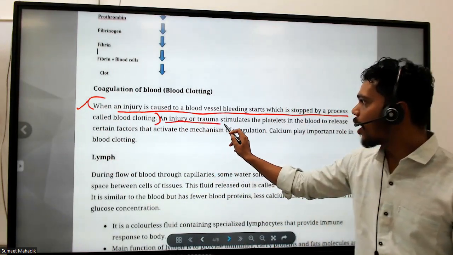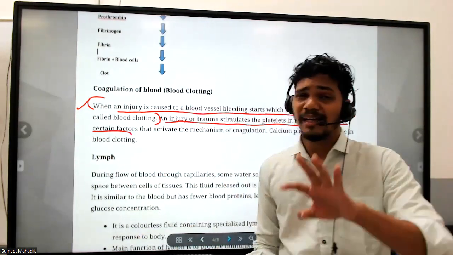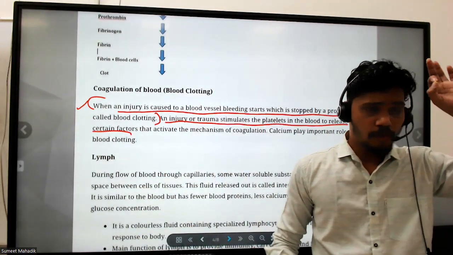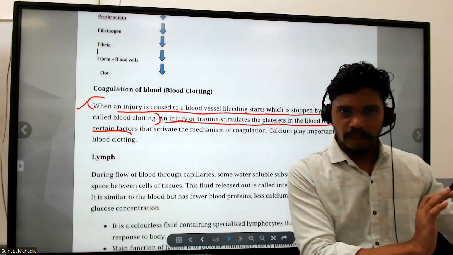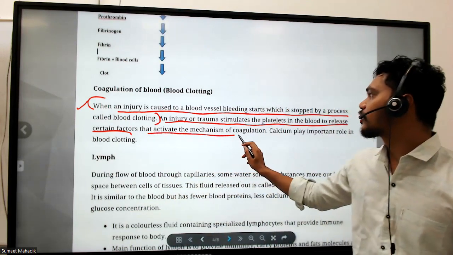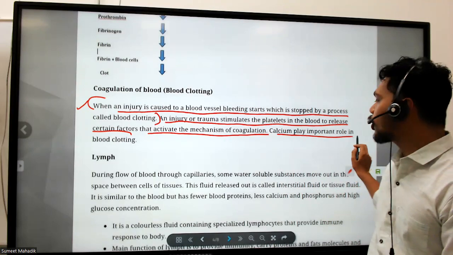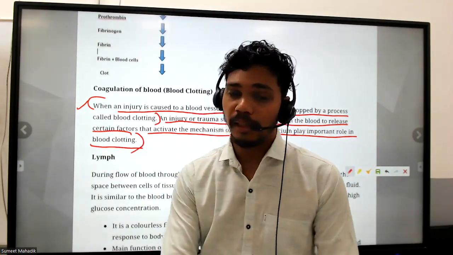An injury or a trauma stimulates the platelets in the blood to release certain factors. There are 12 factors: factor number 1, factor number 2, factor number 3. Scientists have given them the names 1, 2, 3 till 12, and they activate the mechanism of coagulation. Calcium plays an important role in blood clotting, so calcium has to be there.